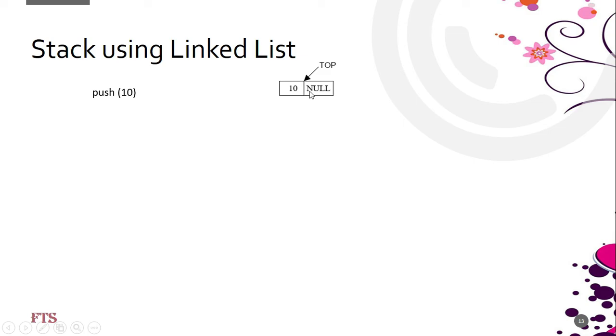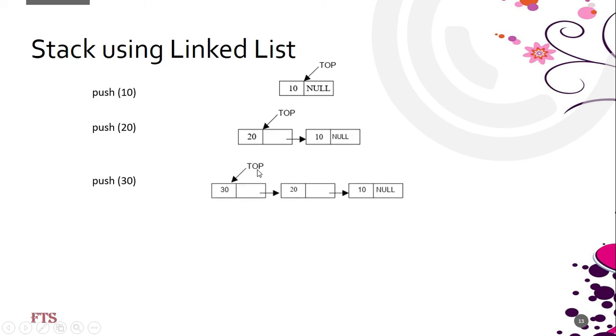So if you push 10, top is pointing to 10 and 10 is pointing to null. 10 pointing to null means there is no next element to 10, or 10 is the bottom element of the stack. We again push 20. 20 is now the topmost element, which means there is a next element to 20, which is 10. That's why 20 is pointing to 10 and 10 is pointing to null because there is no next element to 10. We push 30. 30 will be the topmost element. Therefore, top should point to 30, 30 to 20, 20 to 10.